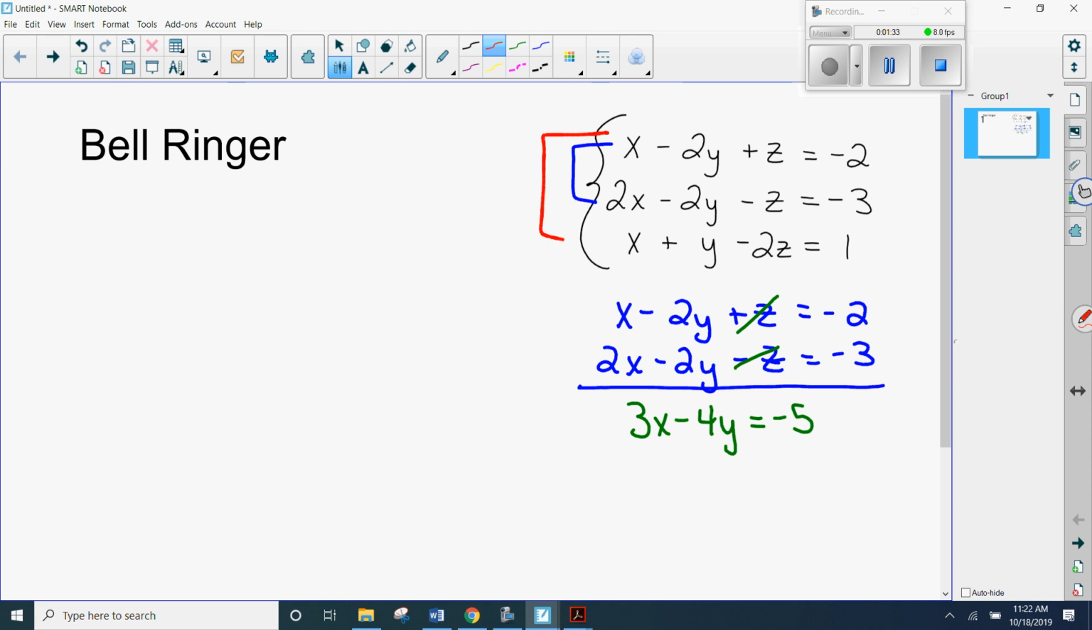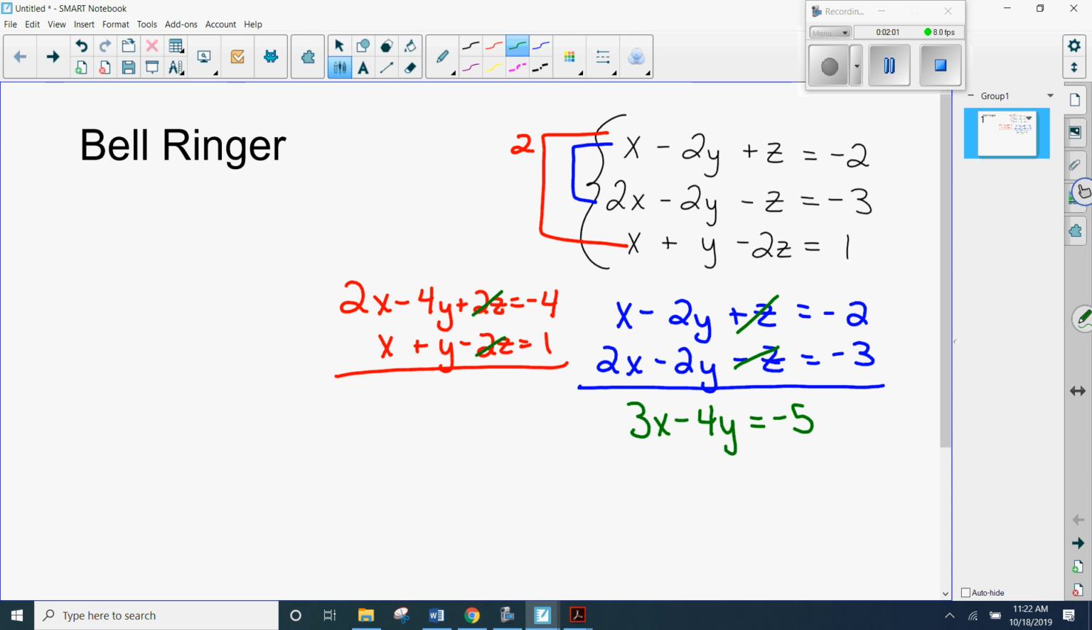So if I pick the top and the bottom equation, I'm going to have to multiply the top one times what? 2. So if I multiply that top equation by 2, you get 2x minus 4y plus 2z equals -4. And the bottom equation is x plus y minus 2z equals 1. So if you group those together, the z's are going to cancel and you get 3x minus 3y equals -3.